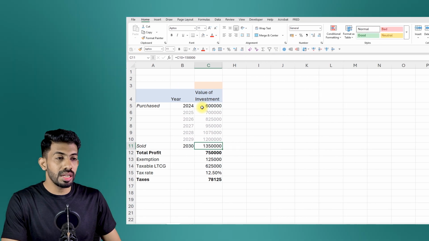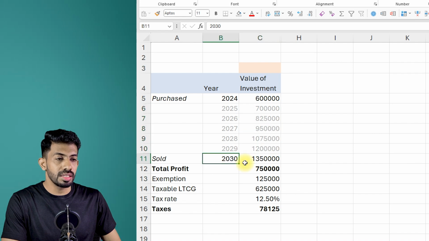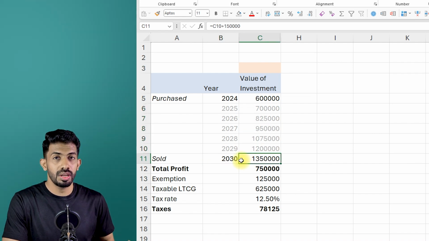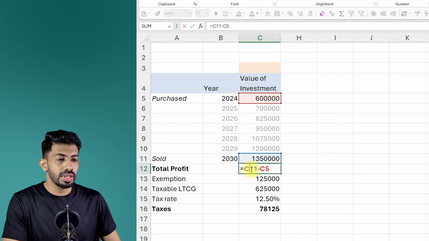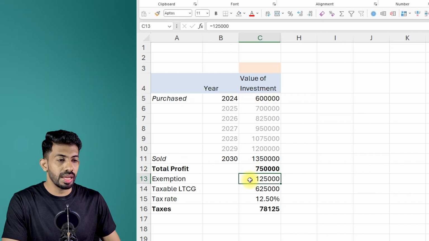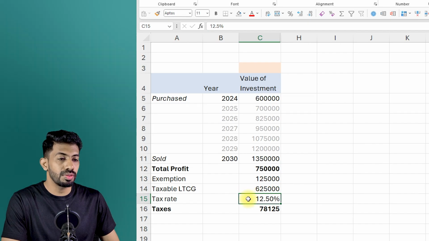Let's assume that you make a lump sum investment of 6 lakh in 2024. Over the years, the value rises and becomes around 13.5 lakhs in 2030. Now, a person who is not aware of the concept of tax harvesting would probably just sell all the investment in 2030. This would result in a profit of around 7.5 lakhs. And after considering the exemption of 1.25 lakh, the taxable gains will be around 6.25 lakhs. Now, at the current rate of 12.5% per annum, you will have to pay a tax of around 78,125.